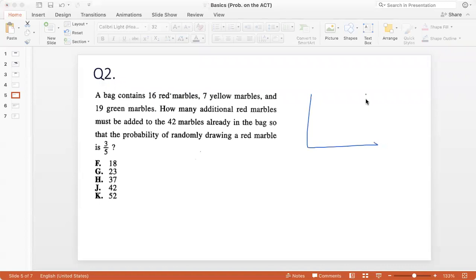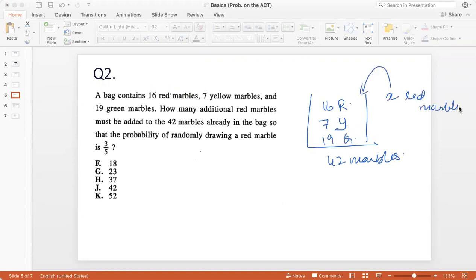So there are 42 marbles in the bag, right? And there are 16 red, 7 yellow, and 19 green. Okay. Now let's say I add X red marbles to the bag. Then what is the probability of drawing a red marble? There were already 16 red marbles and I added X. So red becomes 16 plus X. What about the total? The total, there was already 42 and I added X. So total becomes 42 plus X.